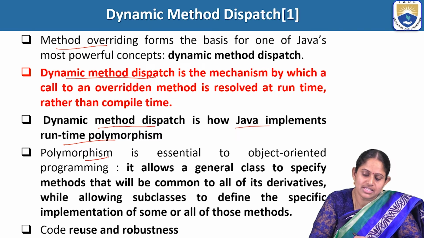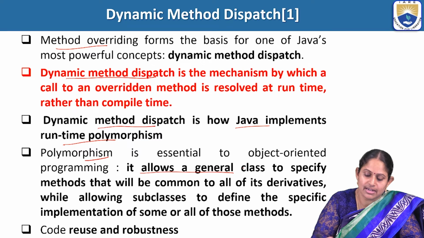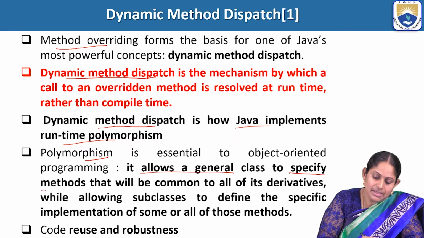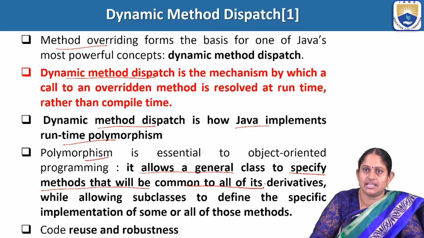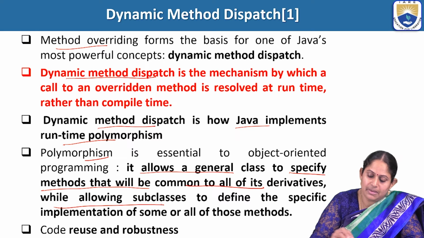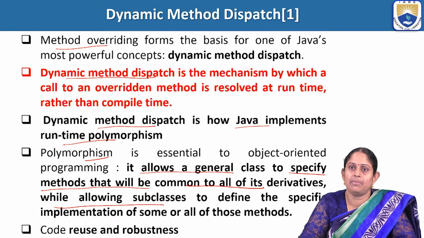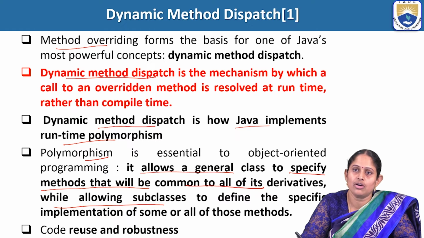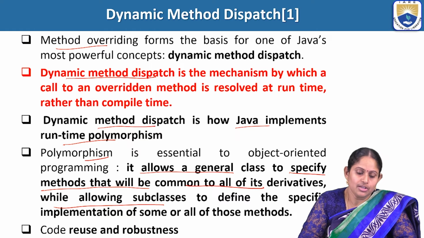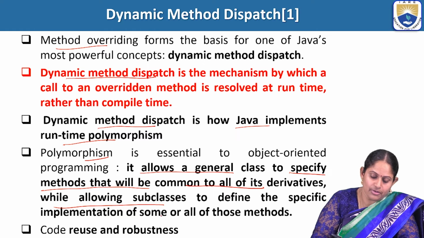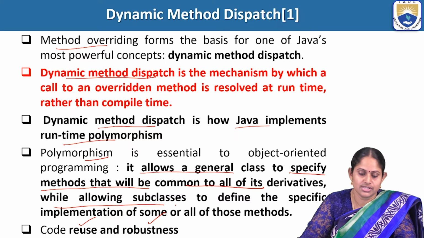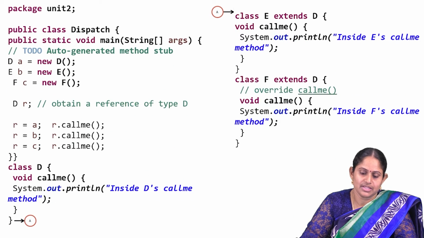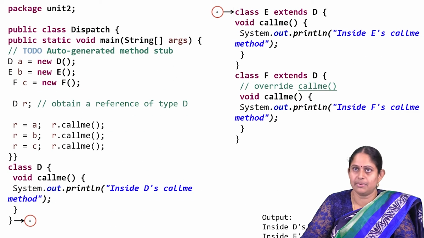Polymorphism allows the general class to specify methods that will be common to all its derivatives, while allowing the subclass to define the specific implementation of some or all of those methods. Because of this polymorphism, we are achieving code reuse and robustness in Java. So let's look into another example.